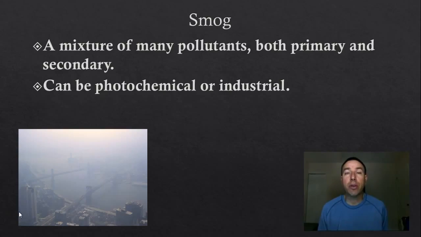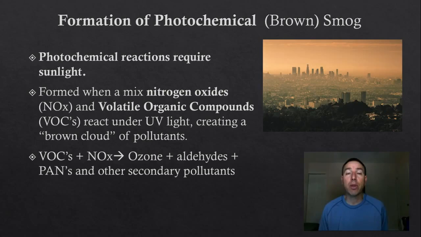Smog is a mixture of all kinds of different pollutants, particulates, and water vapor. They can be primary pollutants or secondary pollutants. And then there are two types of smog. You can have photochemical smog or you can have industrial smog. So let's look at both types here.